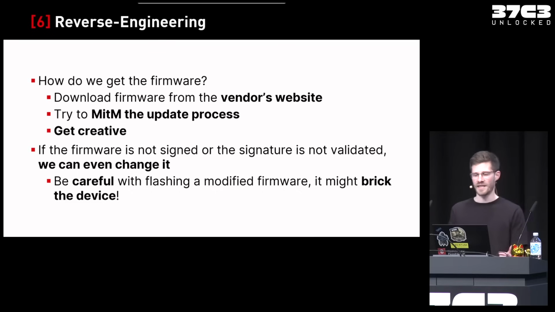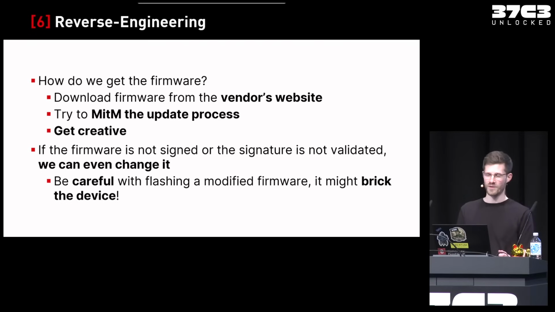So how do we get the firmware? In the best case, we just download it from the vendor's website. That's most often possible. Interestingly enough, since we did our disclosure, the Poly firmware is missing. In other cases, we might use a machine-in-the-middle setup between the device and its backend and intercept the firmware update process and extract the binary from that. And sometimes you can just get creative.